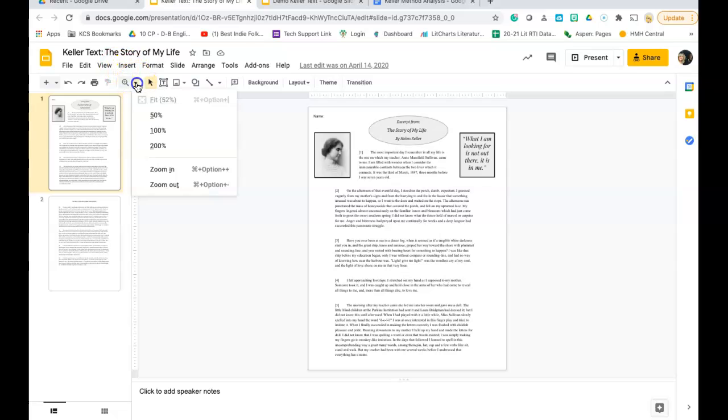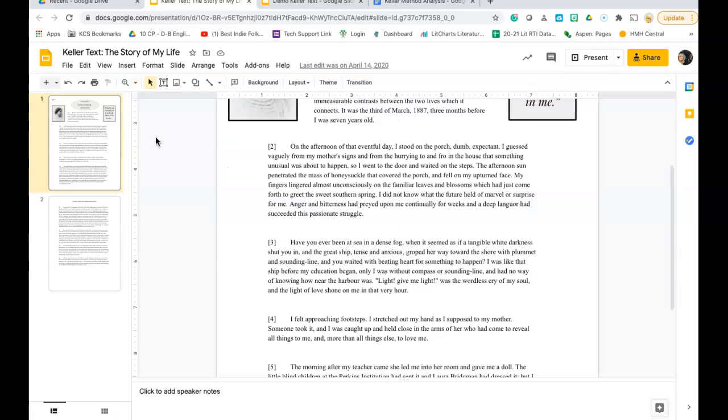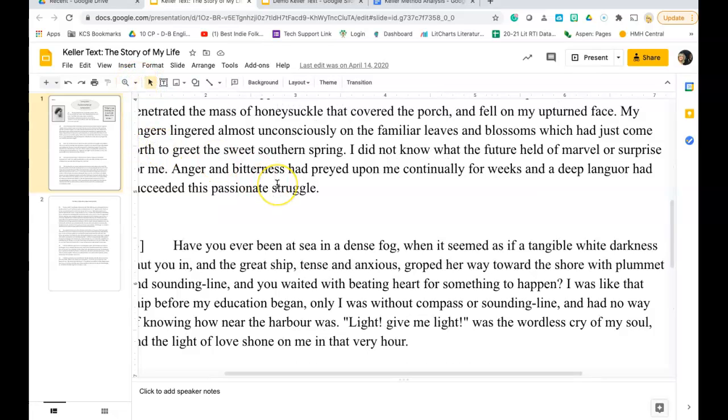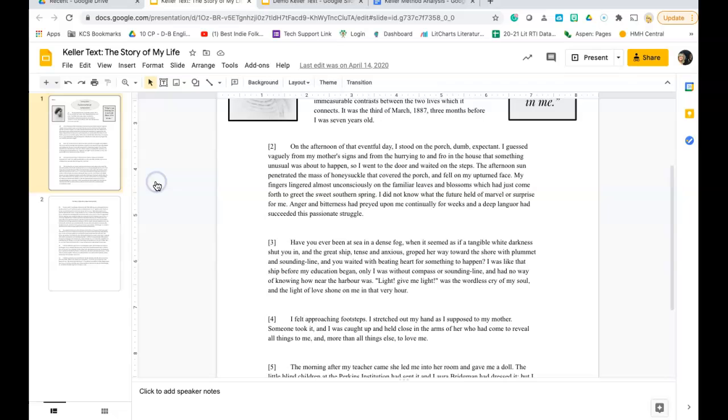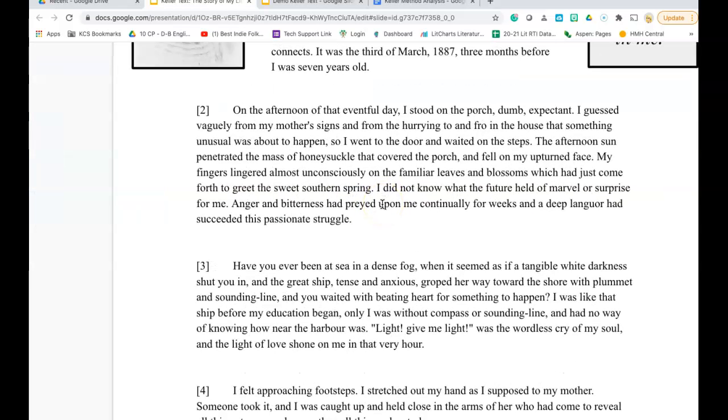So what I need you to do, you're not going to be marking this text up because I just have it displayed for you. You don't have your own copy. So we're going to zoom it. Let's try, that's a little bit too much, so maybe 150 is what we want. Zoom out just a little, and then I can just do it that way.